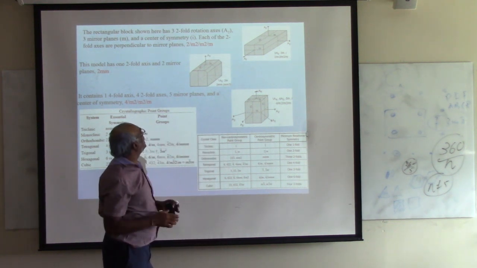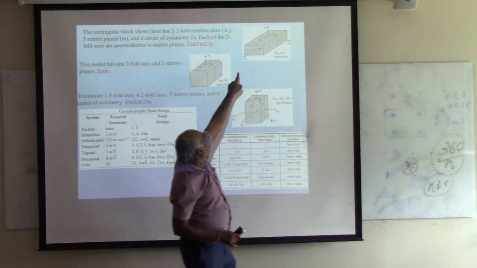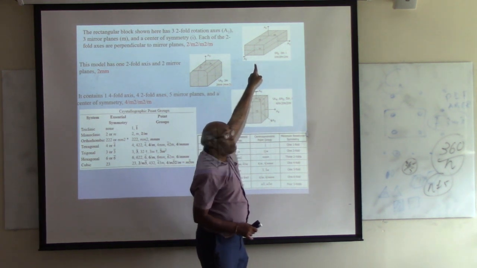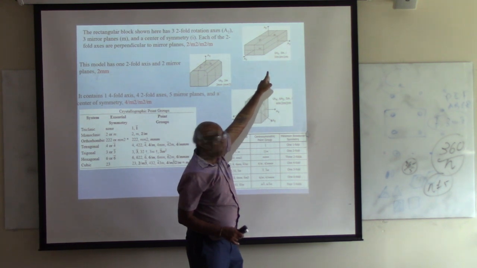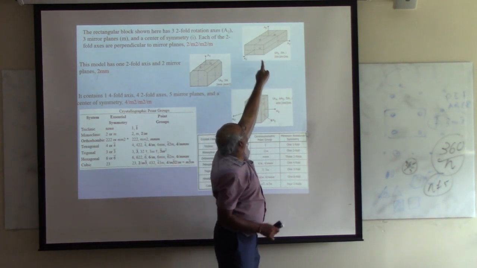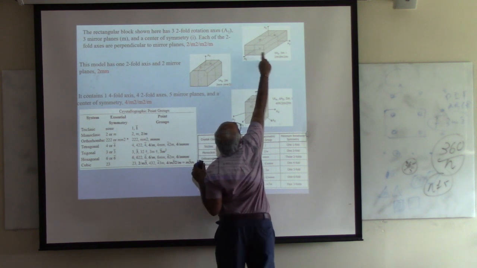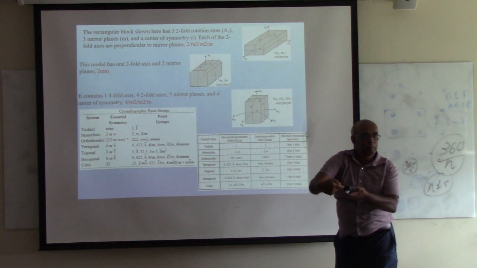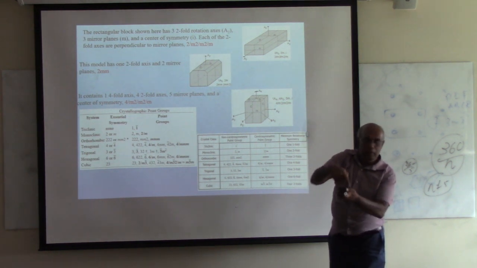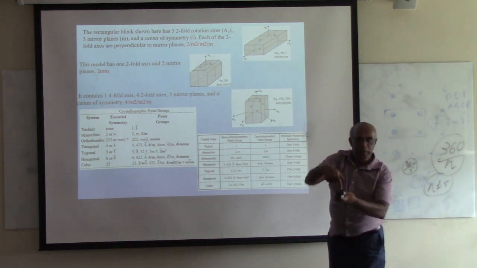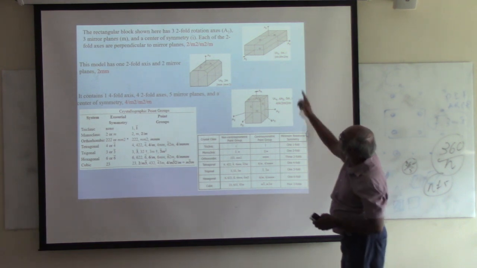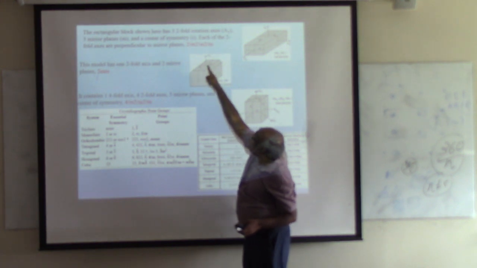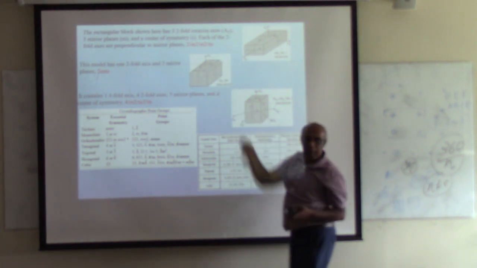So another important thing is the twofold axes are normal to some of the mirror planes, right? Can you see this A2 that is perpendicular to this mirror plane? Because this mirror plane and this one are perpendicular. This one and this mirror plane are normal to each other, right? So if you have this one, usually we write this as 2/m, 2/m, 2/m. What does that mean?